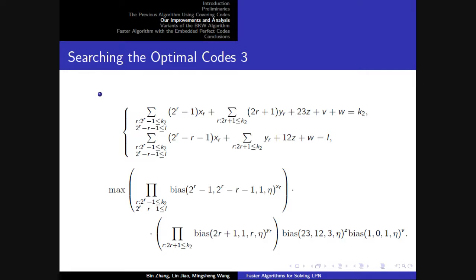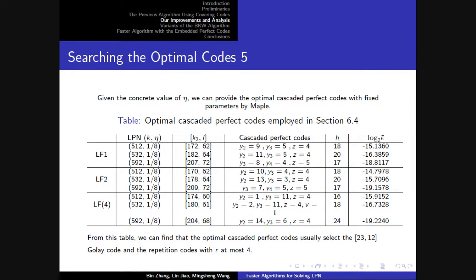And this is the integer linear programming. These are the constraints on the codeword length, and these are the constraints on the information bit length. This is the target function to maximize the bias. And we solve it using some software, MAPLE, and these are our results presented in our paper.